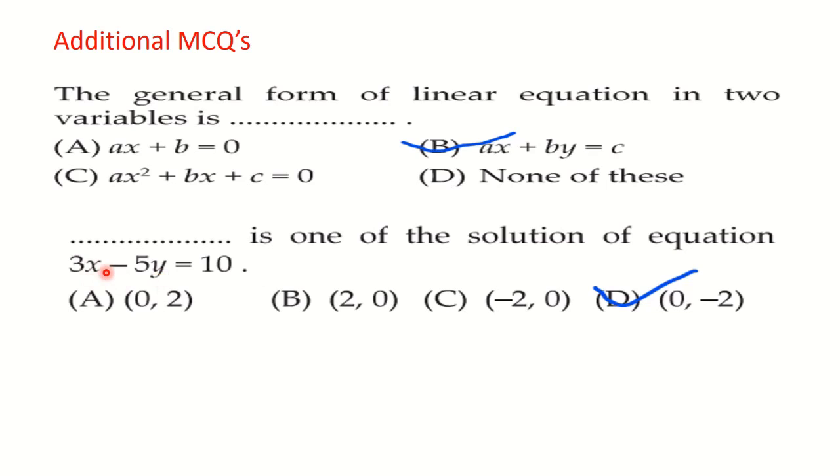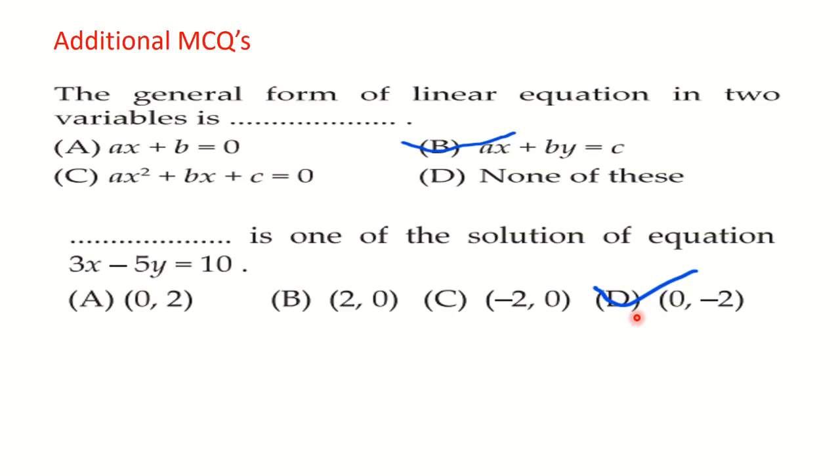Here, 3 into 0 is 0 and minus 5 into 2 is minus 10. So on the LHS we are getting minus 10, but the RHS is 10. So this will not do. Then go for the second. Here y is 0 and x is 2. So here 3 into 2 is 6. So not done. They are not the same. LHS and RHS are not the same. Here if you place minus 2, again 3 into minus 2 is minus 6. But here we have 10. So all these three options are discarded.